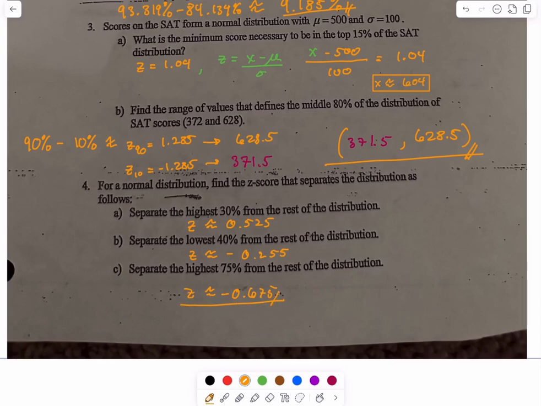Okay. That's basically, they're giving us the percentages, and we have to work backwards to find the corresponding z-score using one of those normal distribution charts. 675. Okay, yeah, that looks pretty good.